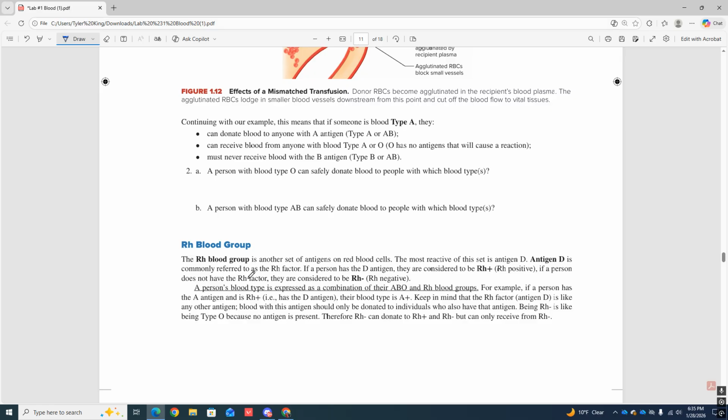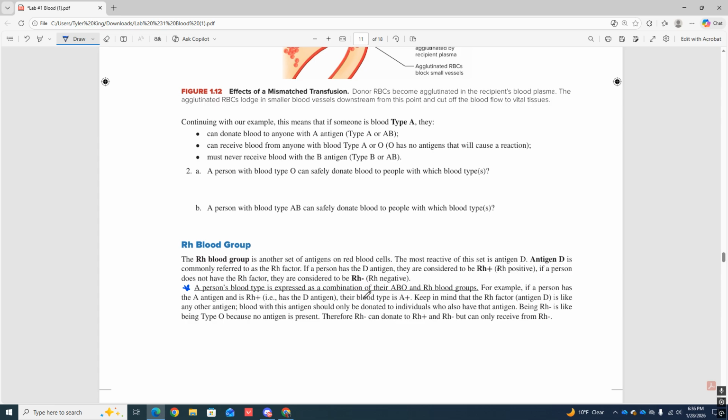A person's blood type here is very, very important. Your blood type is expressed as a combination of both your A, B, O antigens, so are you type A, B, or O, and then are you negative or positive? For example, if a person has the A antigen and is RH positive, they have the D antigen, they are A positive for their blood type. Keep in mind that the antigen D is like any other antigen. Blood with its antigen should only be donated to individuals that have that. Hence why positives can only donate to positives.